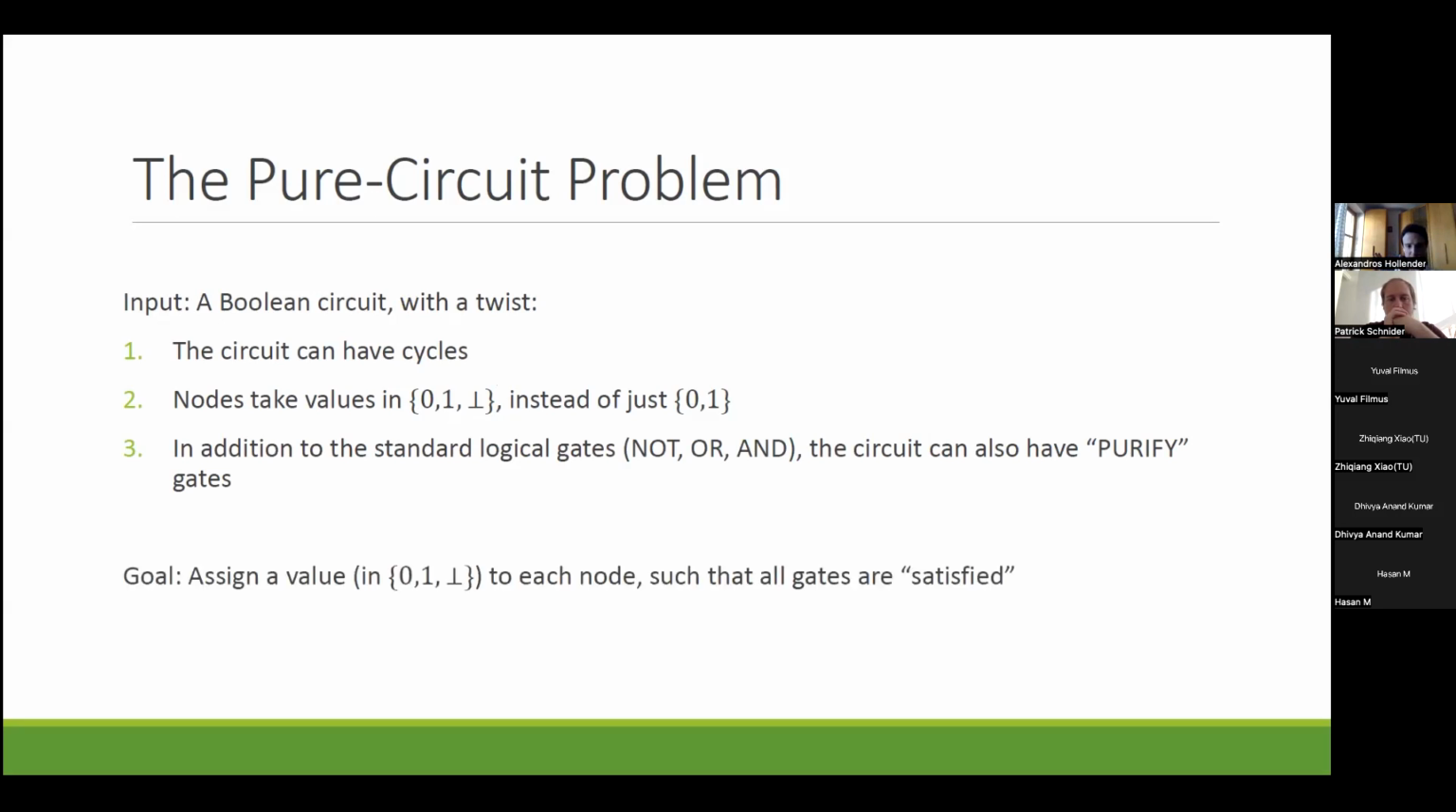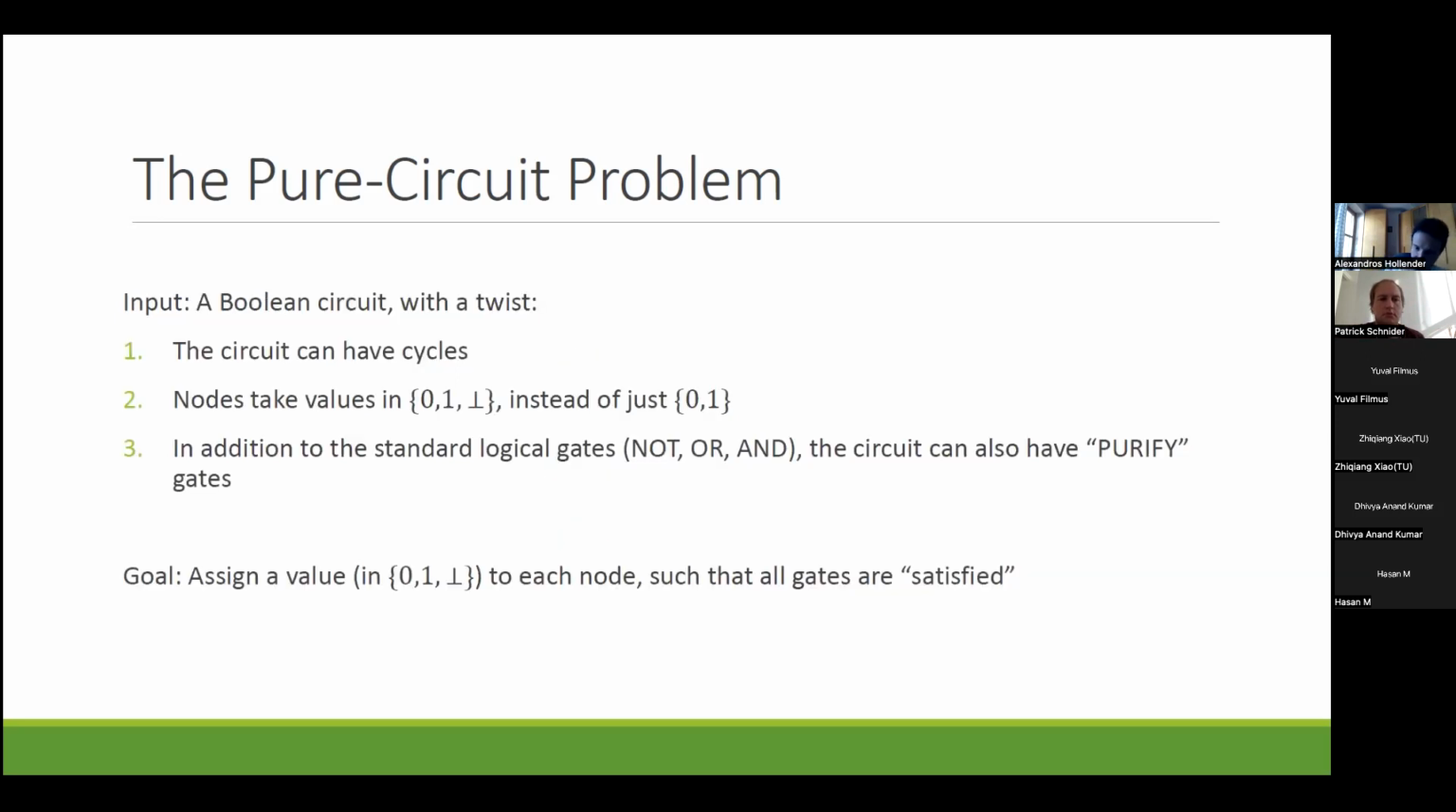Okay, so the input is this generalized extended Boolean circuit. And the goal is, given the circuit, just find an assignment to each node such that all the gates in the circuit are satisfied. So I give you the circuit and you just have to assign values to all the nodes so that all the gates are satisfied.